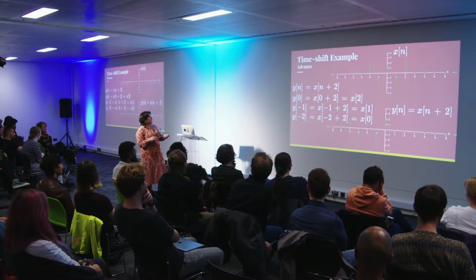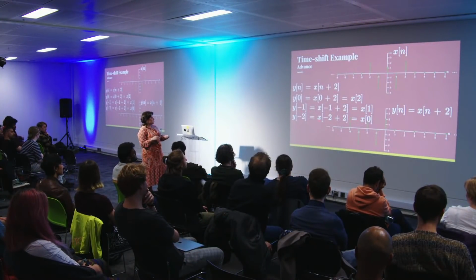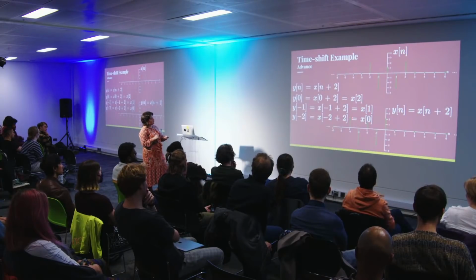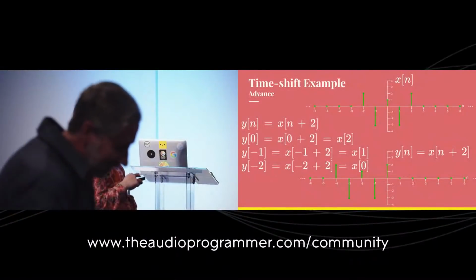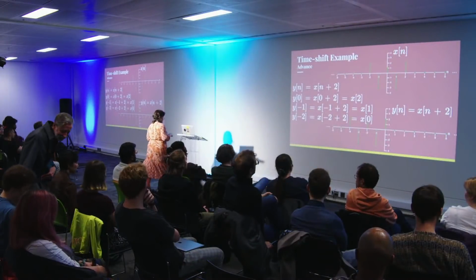All good, all good. Okay, y -2, plug that in, -2 plus 2, x of 0. And you can see that that comes down here. So we've shifted the signal to the left 2 spaces. Nice and easy.